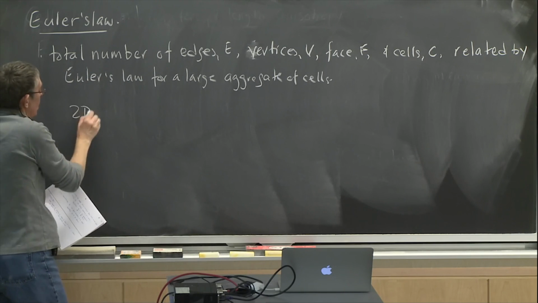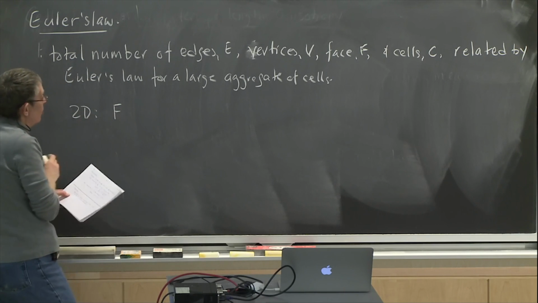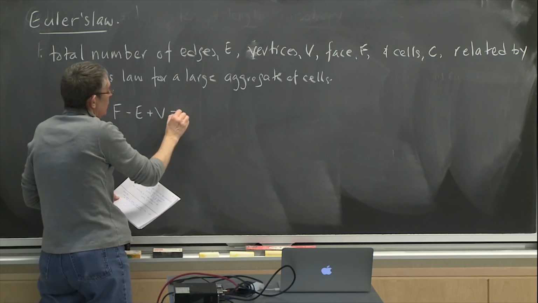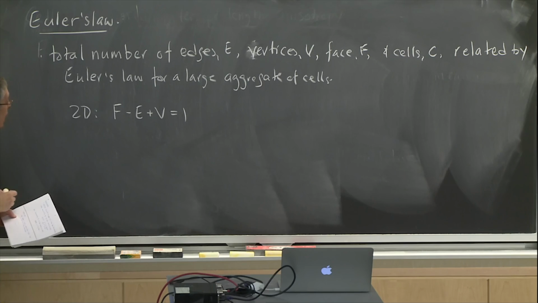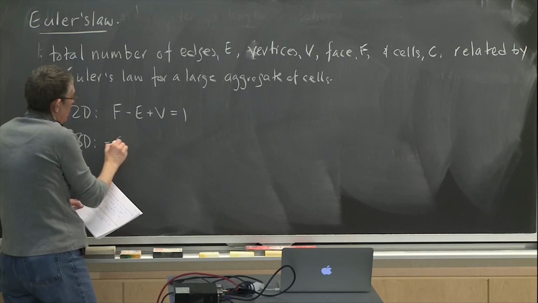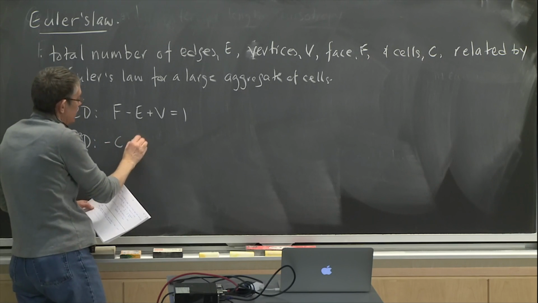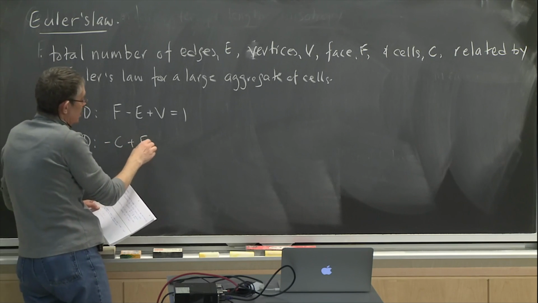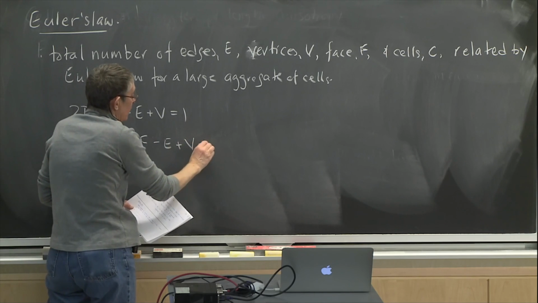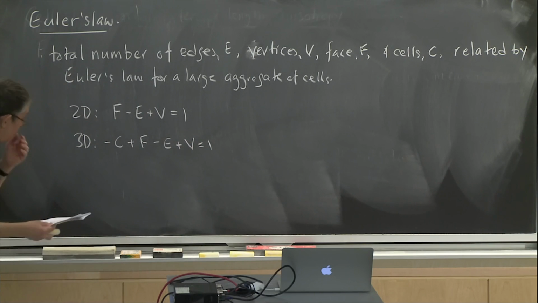In 2D, Euler's law is that the total number of faces minus the number of edges plus the number of vertices is equal to 1. And in 3D, you just add a minus the number of cells in front. So minus the number of cells plus the number of faces minus the number of edges plus the number of vertices is equal to 1.